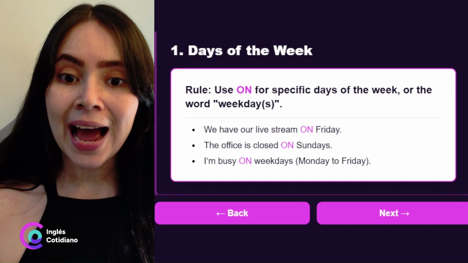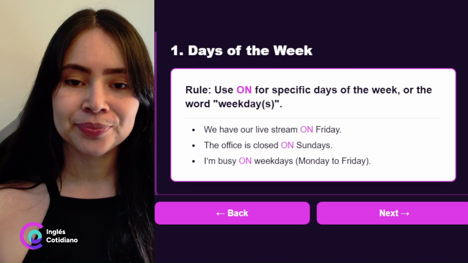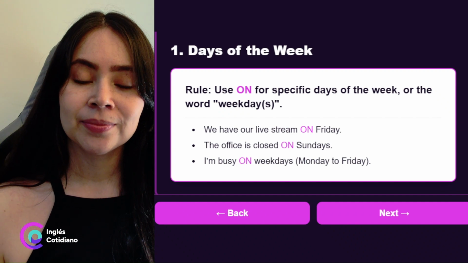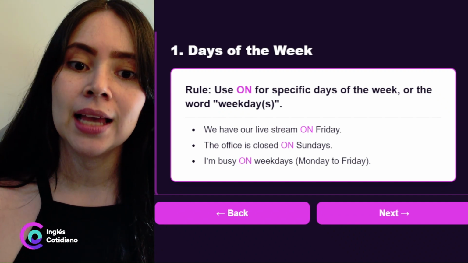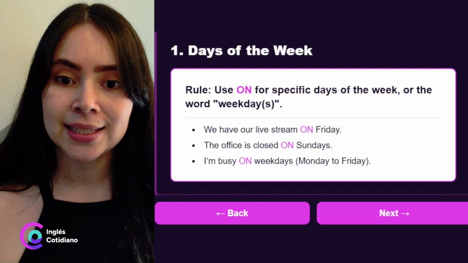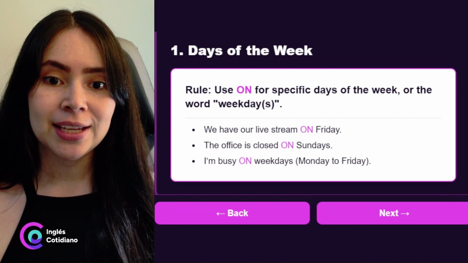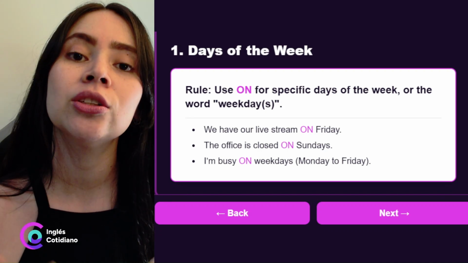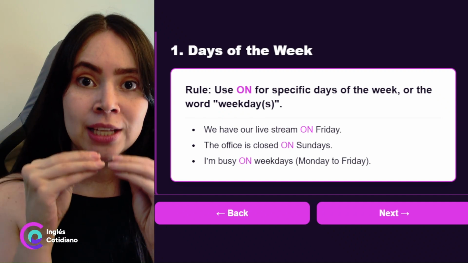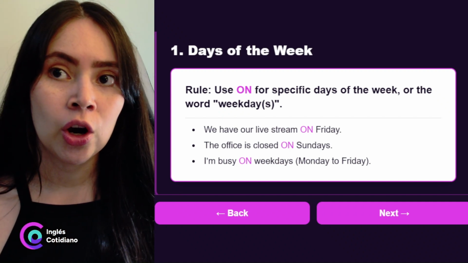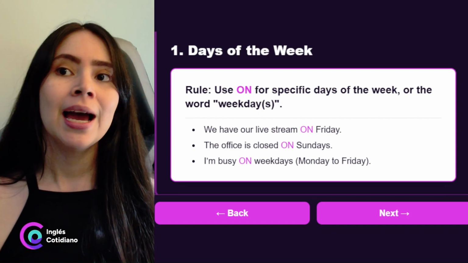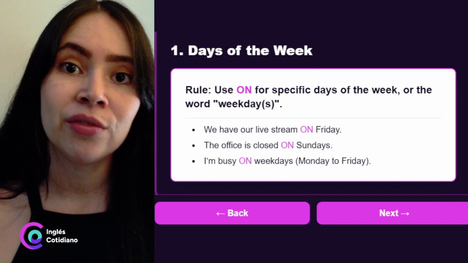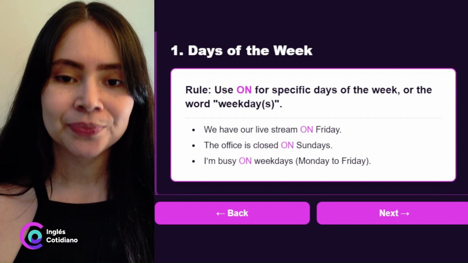We have our live stream on Friday. The office is closed on Saturday. And the last example says, I'm busy on weekdays, Monday to Friday. So always when you're going to mention the days of the week in your sentences, use the preposition on. I go to the gym on Monday. I didn't buy the things on Saturday. My mom called me on Friday, etc.